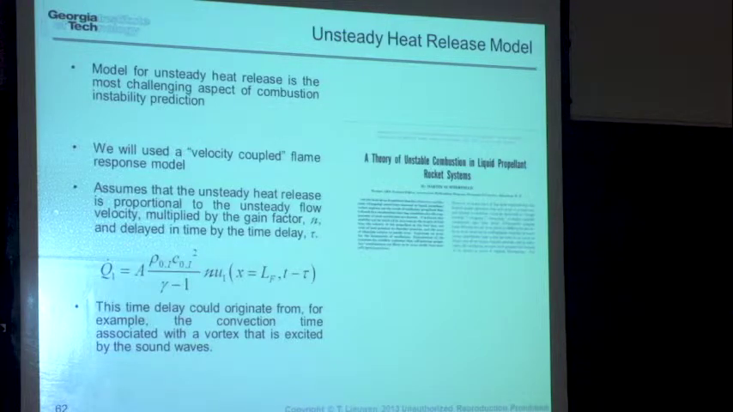Because of the fluctuating velocity, I'm going to need to give you an equation. I have to write down an equation to solve this thing. So I'm going to assume a velocity-coupled flame response model. What that means is that I'm going to assume that the unsteady heat release is due to the unsteady velocity. Okay? That seems reasonable. But let me just finish here.